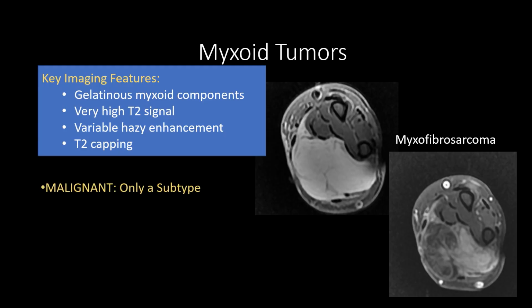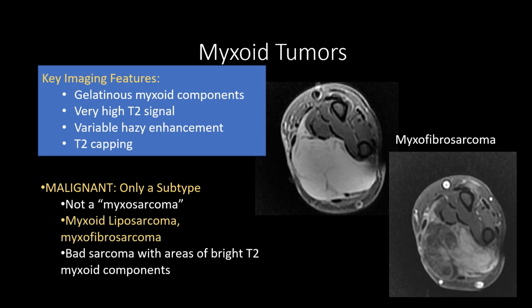Okay, well, what about malignant? Well, this is only a subtype. A myxoma cell can't really become malignant. It's too acellular. So there's no myxosarcoma. It has to be attached to something else. We already talked about the liposarcoma.